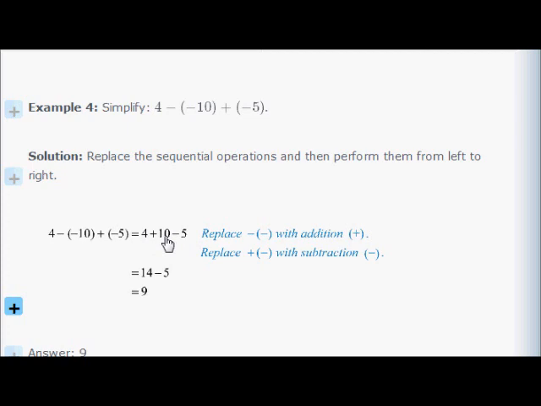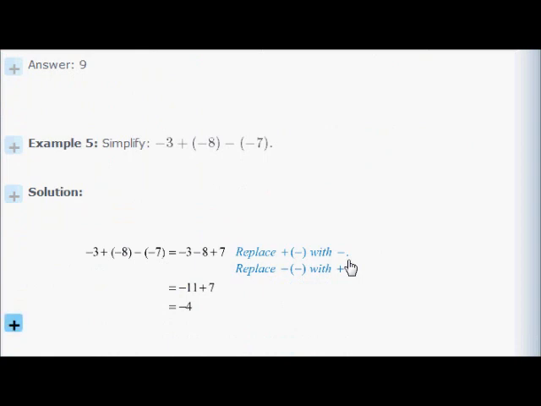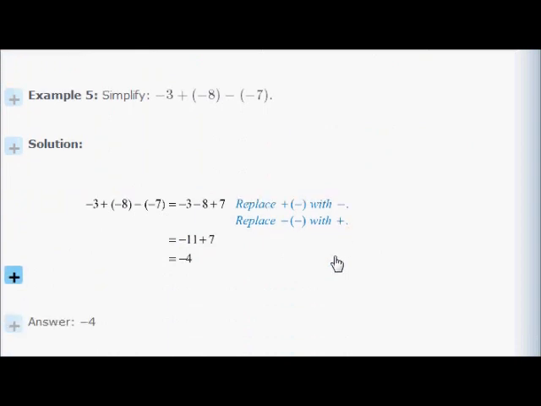And that's what we see over here. Then if we're adding a negative 5, it's the same as subtracting a positive 5. So 4 plus 10 minus 5, which is, 4 plus 10 is 14. So that's 14 minus 5. 14 minus 5 is 9.